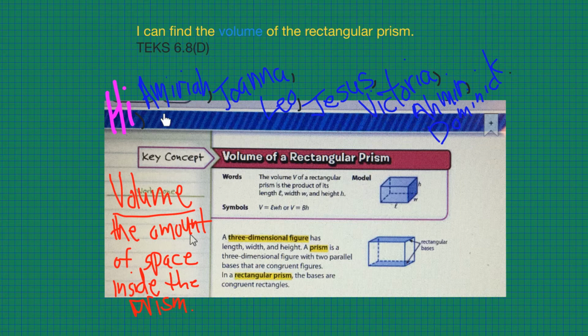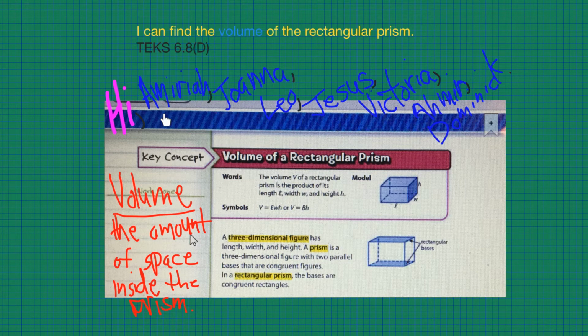What does volume mean? Well, volume is the amount of space inside the prism. So we could take this three-dimensional figure and see how much we can fill it up with. We could fill it up with a liquid like water or gasoline, or we could fill it up with rice, beans, things like that, until we get to the very top. All right, that is the definition of volume.